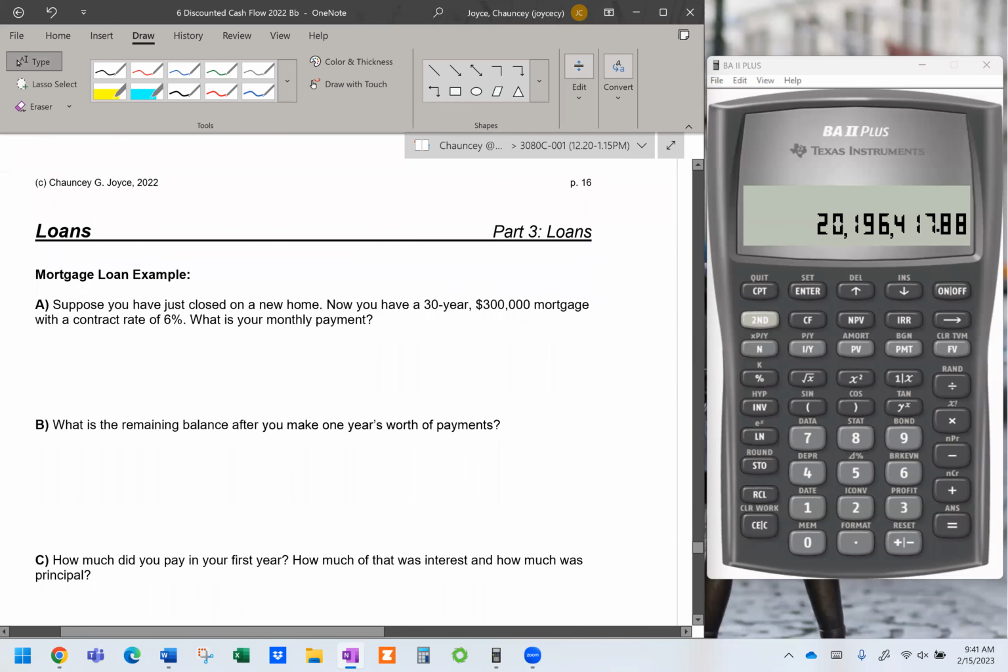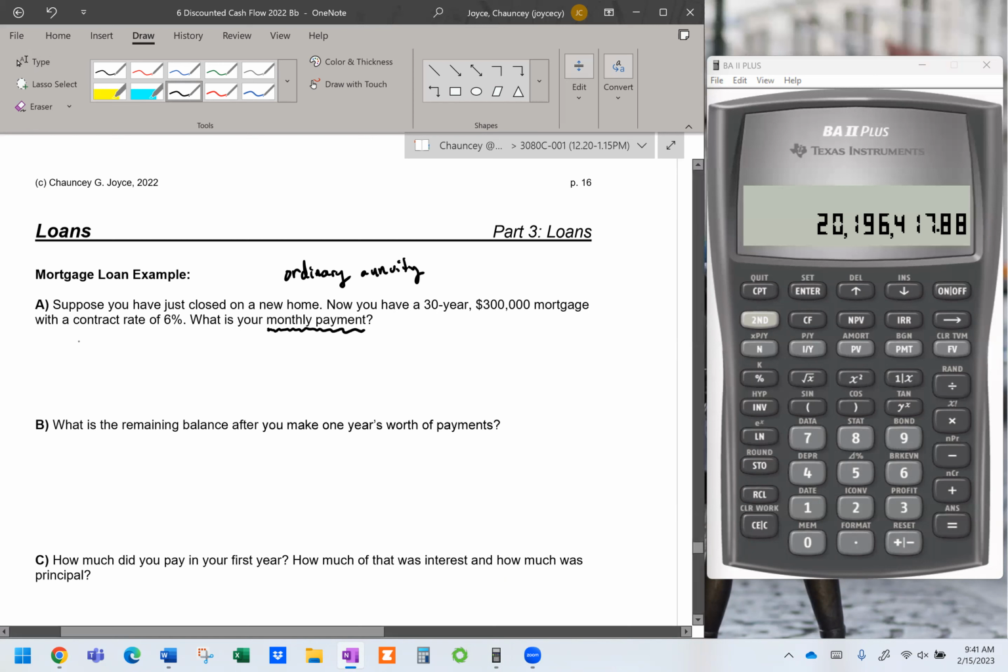All right, let's take a look at a monthly mortgage example. You've closed on a new home. You have a 30-year, $300,000 mortgage with a contract rate of 6%. And what is your monthly payment? This is a very typical question, and it's not specified, but this is actually an ordinary annuity. The vast majority that we're going to deal with are ordinary annuities. So these are fixed and finite cash flows that begin at the end of the period.